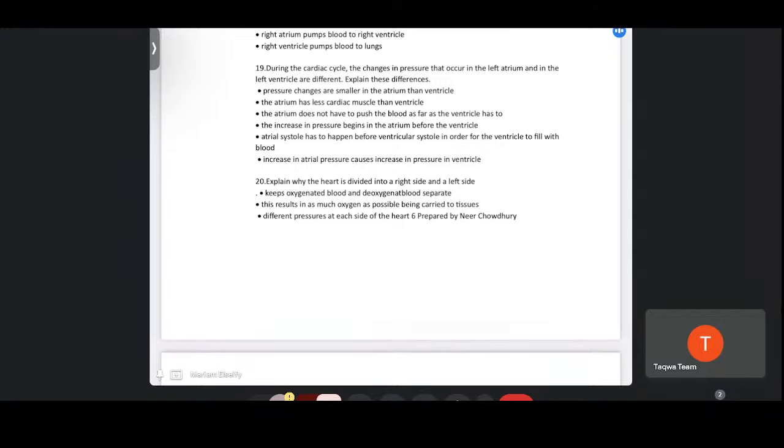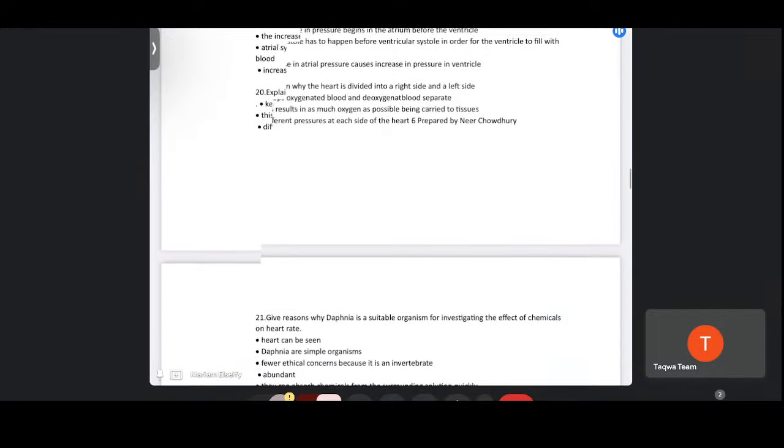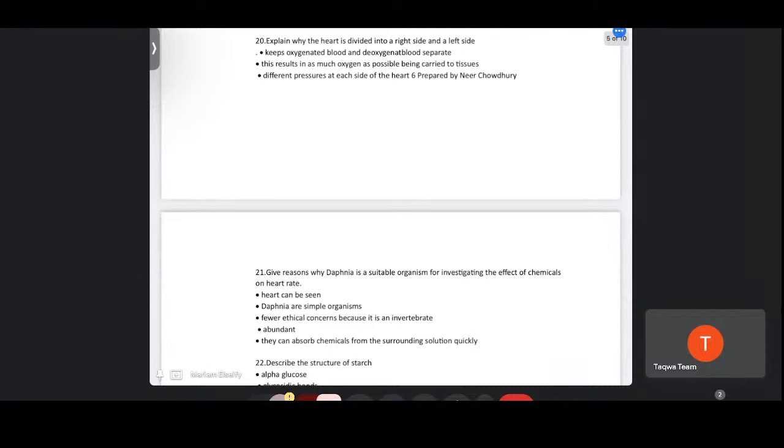I want you also to know that we need to explain why the heart is divided into a right side and a left side, basically to keep the oxygenated and deoxygenated blood separated. This results in as much oxygen as possible being carried to tissues. Different pressures at each side of the heart can occur.